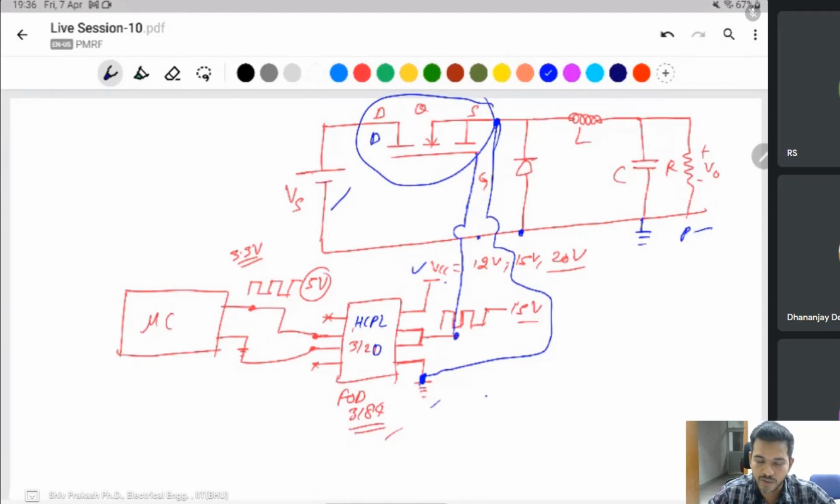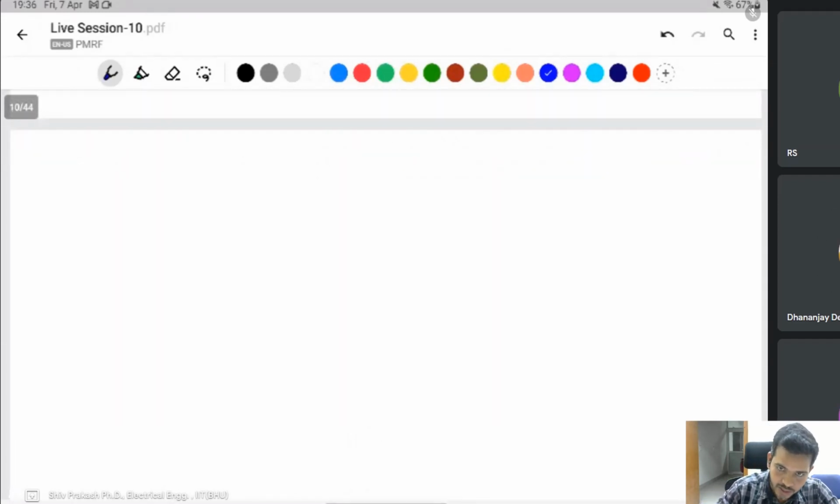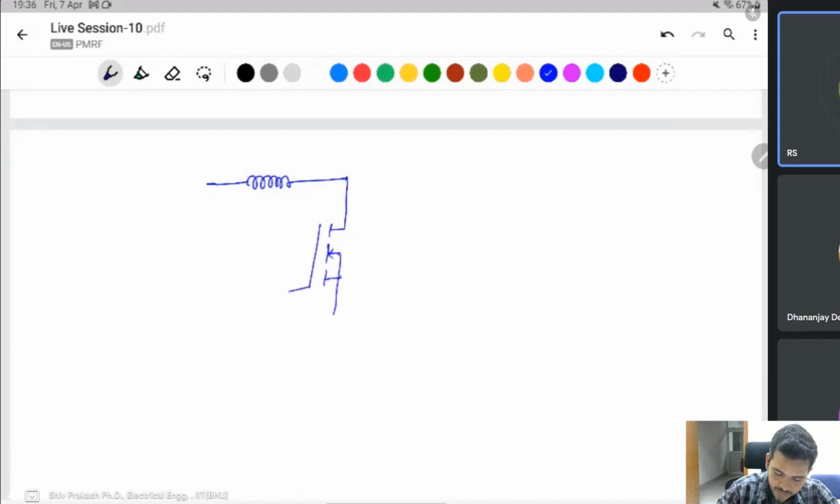Sir, explain this again. Okay. One looks for the boost converter, then okay. After that I explain for the buck. Sir, we need to isolate the grounds of gate circuit and the converter. Yeah. Yes. Okay, 1 second, I will.